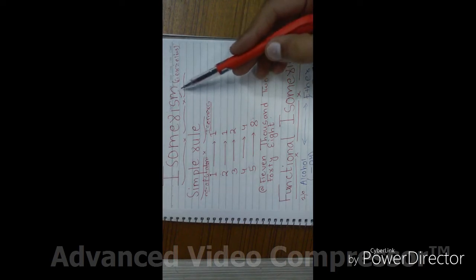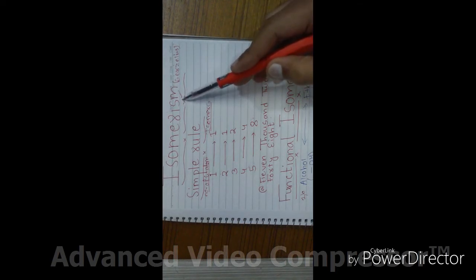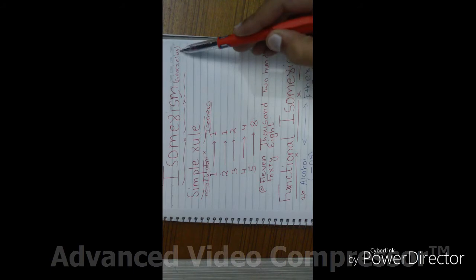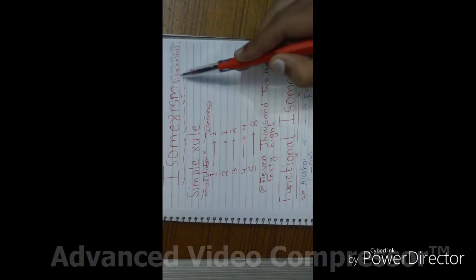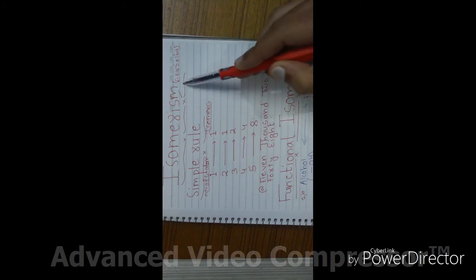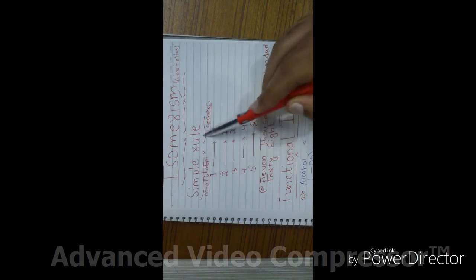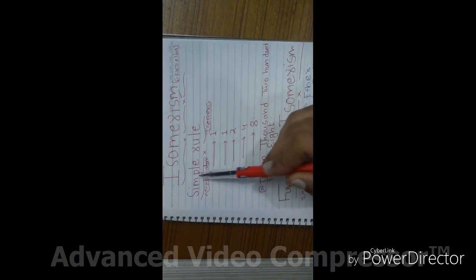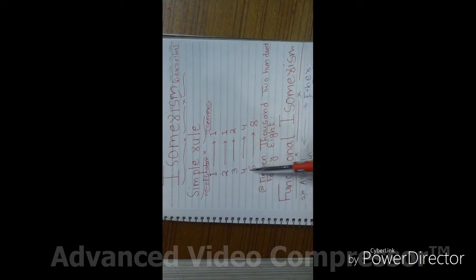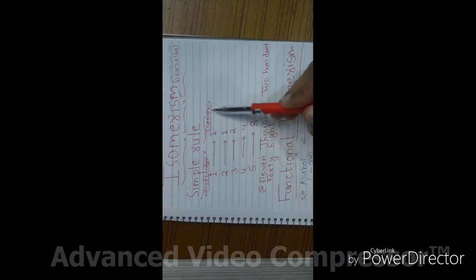Now let's start. So in the topic isomerism, the term isomerism was coined by Berzelius. So we have the simple rule to calculate the number of isomers. Here this column represents the number of carbon atoms and this column represents the number of isomers.